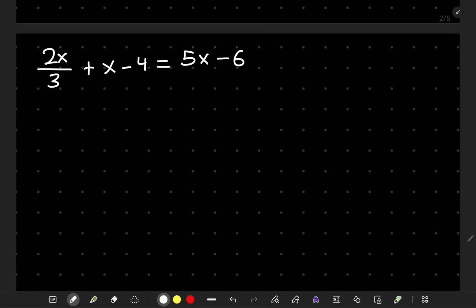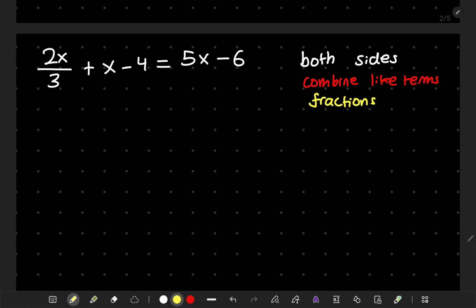This time it's both sides, but it has not only both sides, we also need to figure out how to combine like terms. And not even only that, there's also something with fractions. So I had to figure out which ones to do first. I personally don't like fractions, so I'm going to do that one first.